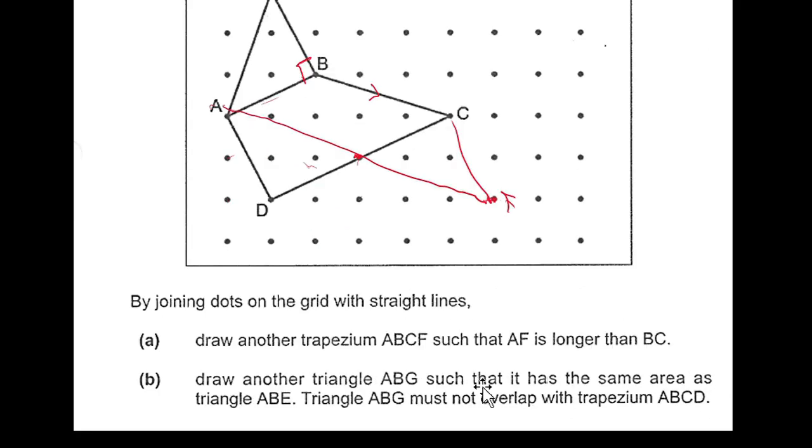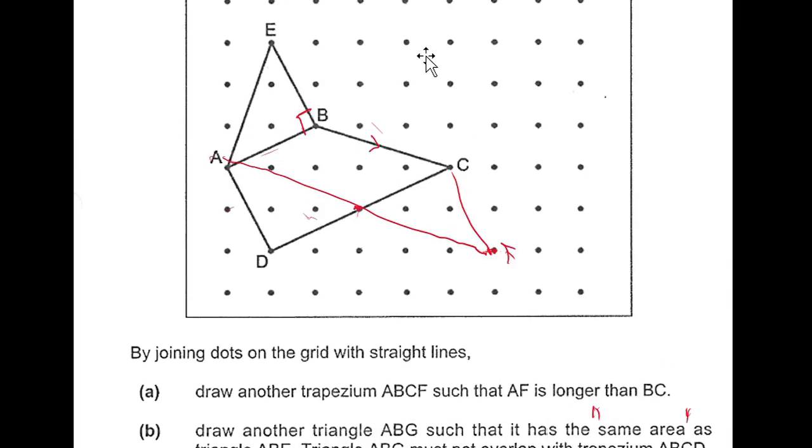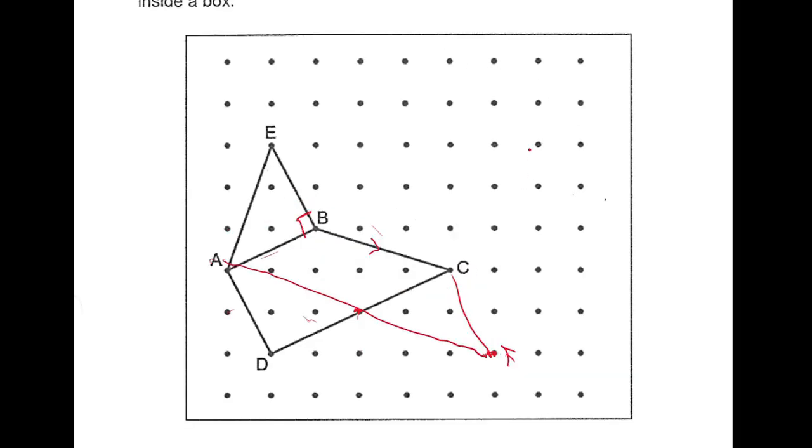Okay, the next question is a bit tricky. Draw another triangle ABG such that it is the same area as ABE. Triangle ABG must not overlap trapezium ABCD. So which means that you cannot draw something that is here because it will overlap. It has to be somewhere here. And the key thing is same area. It's not the same shape. That's where the children will get confused.